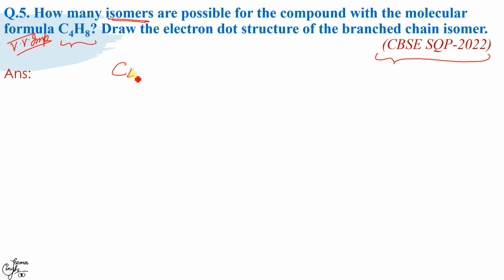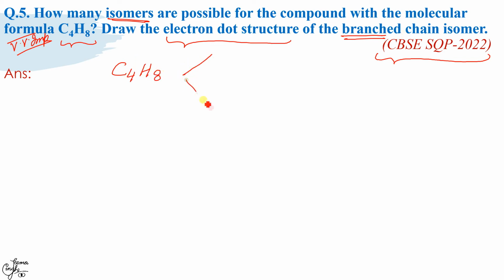You have C4H8, right? Draw the electron dot structure of the branched chain isomer. Remember the branched chain isomer; now you should know what you mean by branched chain isomer. Clear? I've already explained it a little while ago. So let's begin with C4H8.